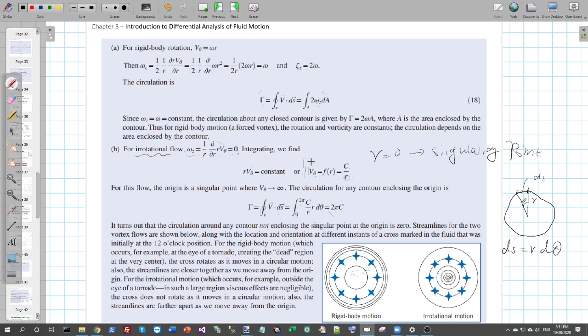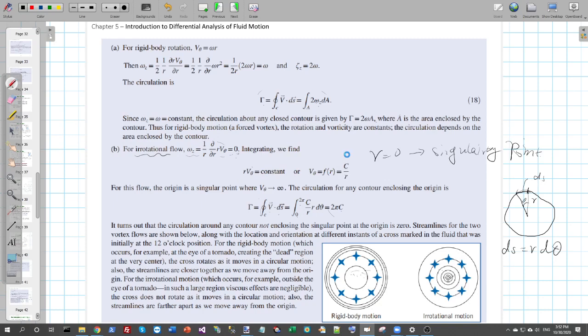Okay, and then in these cases, if we want to calculate gamma, the circulation, how can we calculate it? Now let's take a look at this velocity field: Vr equal to 0 and v theta equal to c over r. Now you see that we do have a singular point for the flow field. The singular point is r equal to 0, because when r equals 0, this c over r goes to infinity. So you have a singular point.